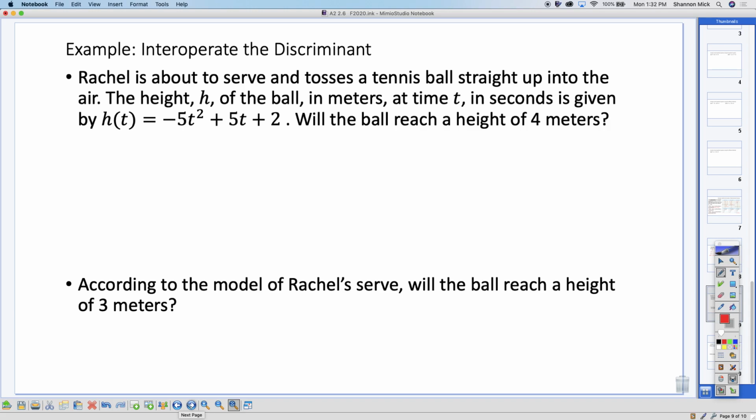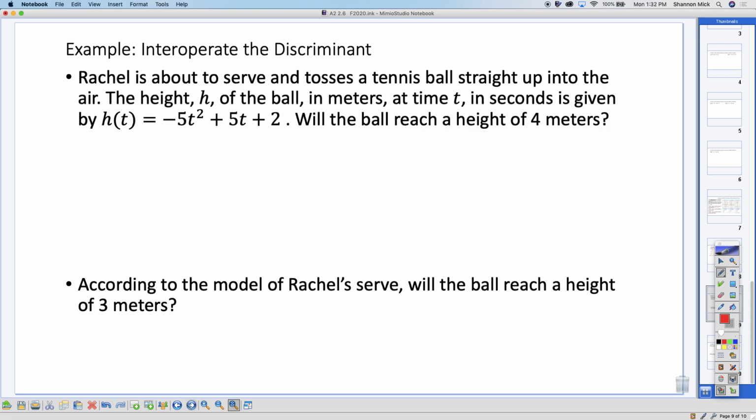So Rachel is about to serve and tosses the tennis ball straight up into the air. The height h of the ball in meters at time t in seconds is given by h of t equals negative 5t squared plus 5t plus 2. Will the ball reach the height of 4 meters?